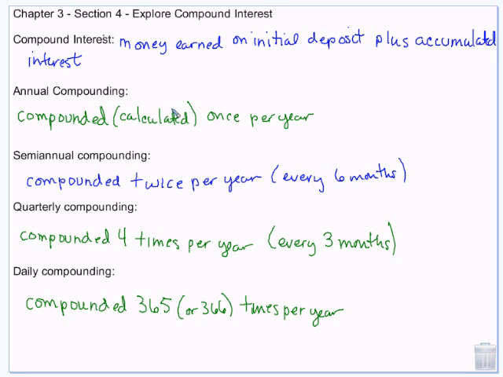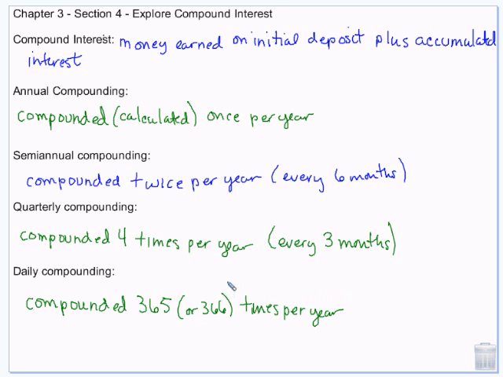You have annual compounding, which is once a year. Semi-annual compounding, which is twice a year, every 6 months. Quarterly compounding is 4 times a year or every 3 months. And then daily compounded is 365 days per year, except for leap year when it's 366 times in a year.